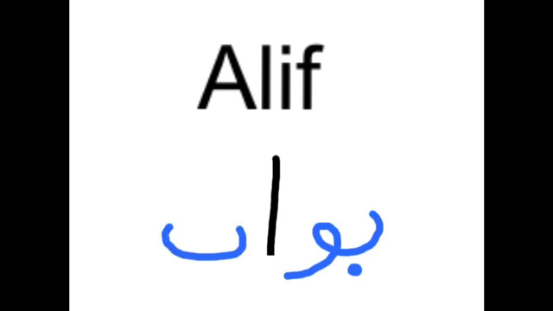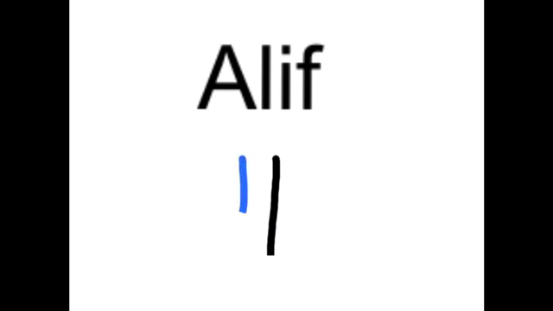The letter Alif, like all Arabic letters, is written differently depending on where in a word it falls. Here, you see it in the middle of the word, and it is not connected with any of the other letters in the word. Now we see it at the beginning of the word, and again, it is not connected. And finally, we see it in the middle of a word, and it is connected with the letter that comes before it on its right.